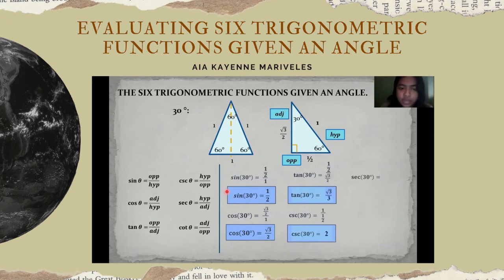For secant 30, we have hypotenuse over adjacent. So 1 over the square root of 3 over 2, and when simplified, we get secant 30 is equal to 2 square root of 3 over 3. And lastly, for cotangent, we have adjacent over opposite. So we have the square root of 3 over 2 over 1/2, and when simplified, we get cotangent 30 is equal to the square root of 3.